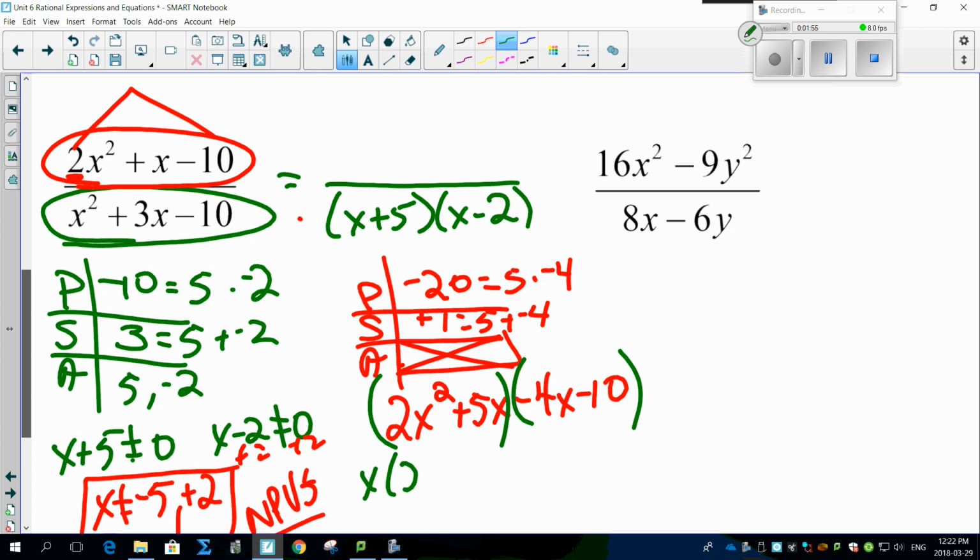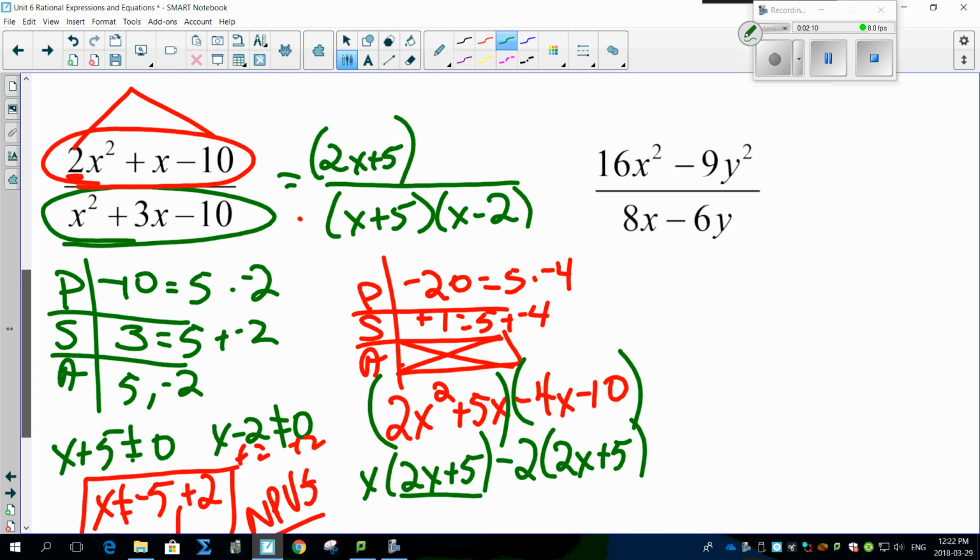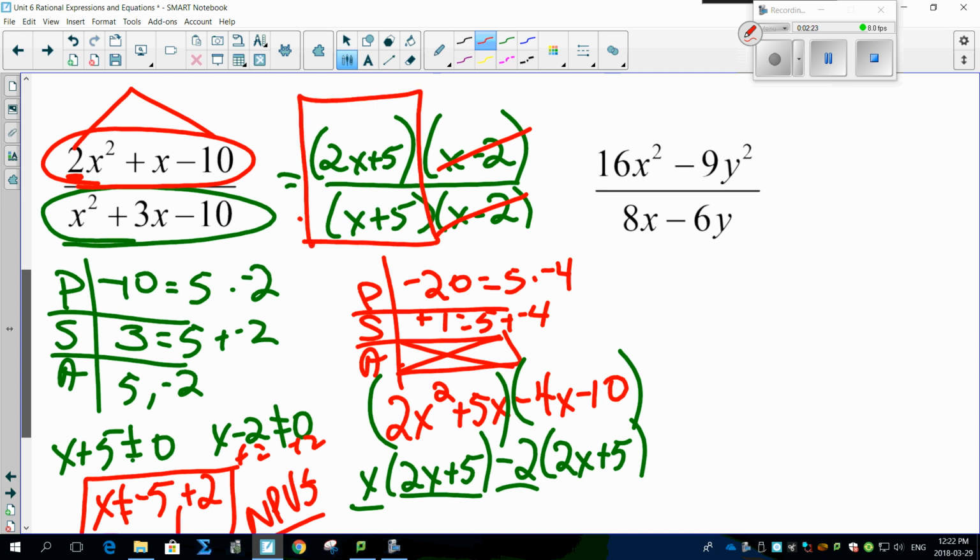Take out an x, you got a 2x plus 5. In this case, you take out a minus 2, you get what? 2x plus 5. And your factors then are 2x plus 5 and x minus 2. And check this out. Look what can cancel. Look at this. X minus 2 are gone, leaving you an answer of 2x plus 5 over x plus 5 with non-permissible values of that. Pretty straightforward and pretty easy, isn't it?